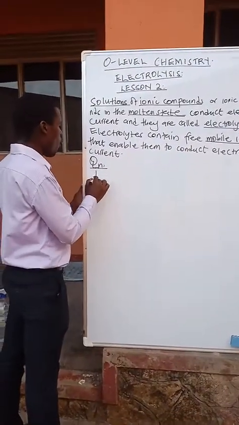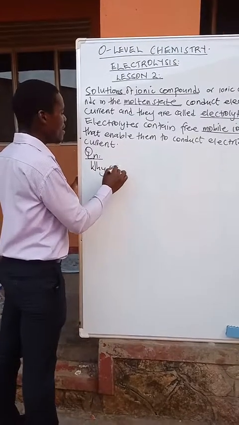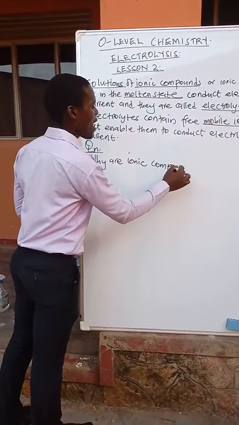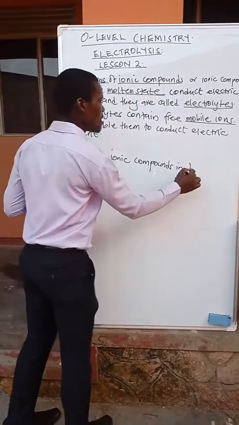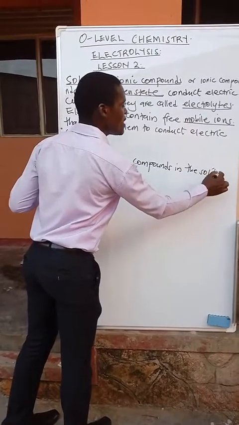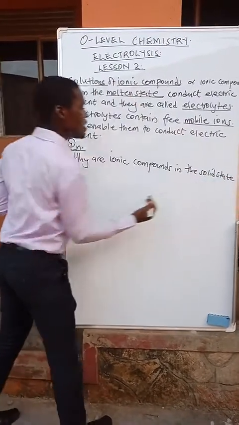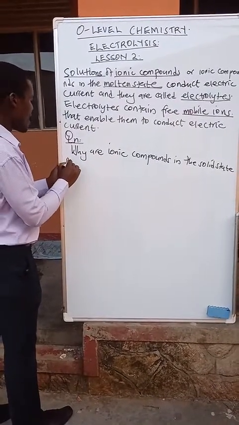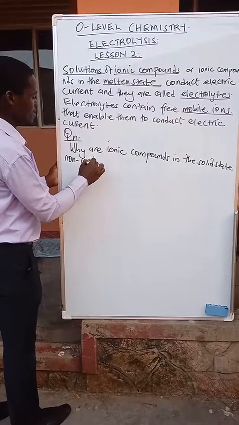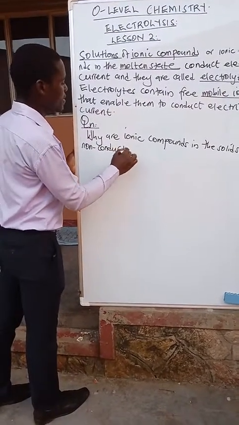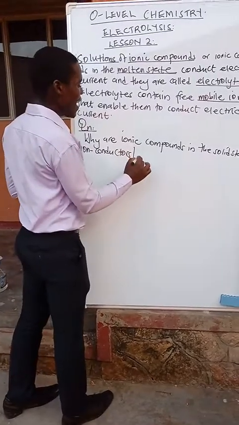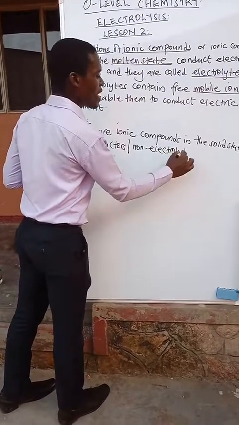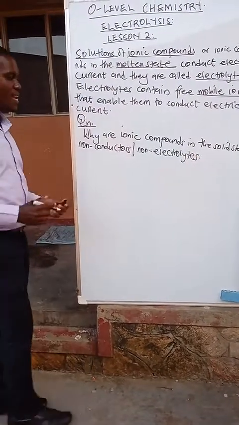The question is, why are ionic compounds in the solid state non-conductors, or you can say, why are they regarded to be non-electrolytes? Why are they regarded to be non-electrolytes?